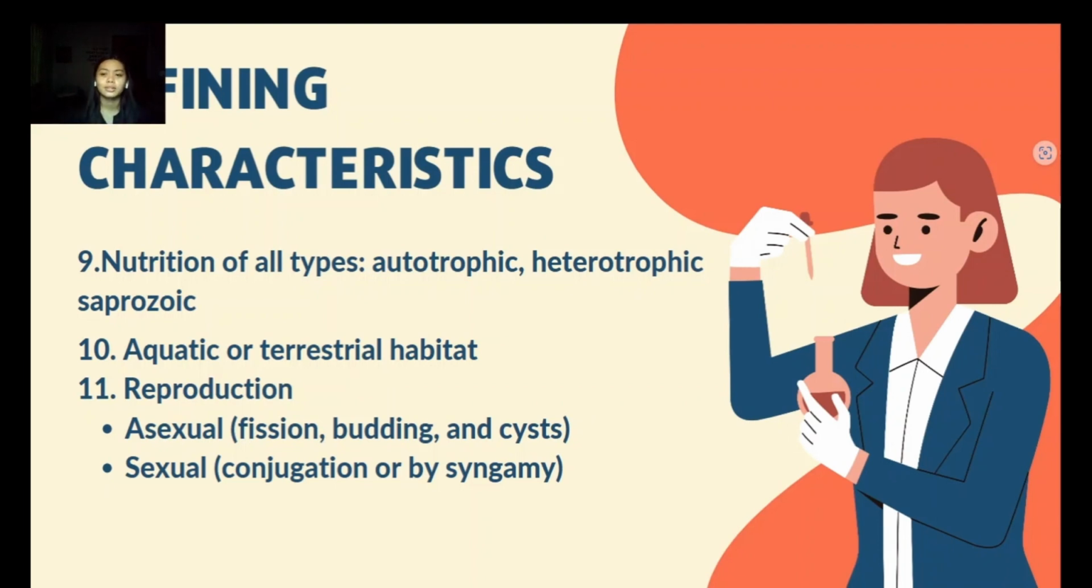So, our eukaryotes are also aquatic or terrestrial. So, they can be found both on land and in water. And they are also free living or of symbiotic mode of life. And lastly, their way of reproduction is either asexual or sexual. In asexual, they can do fission, budding, and cysts. While in sexual, they can do conjugation.